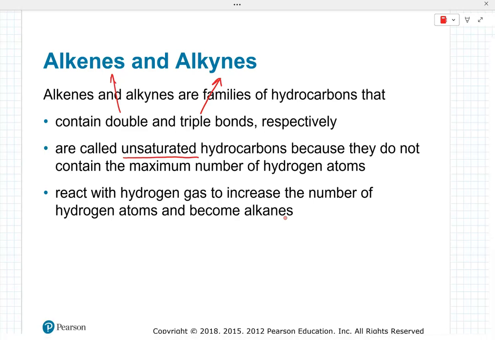And therefore, they contain double bonds. They can react with hydrogen to replace a double bond with 2 hydrogen bonds. Replace one bond in a double by 2 hydrogens. That's what I was going to say.